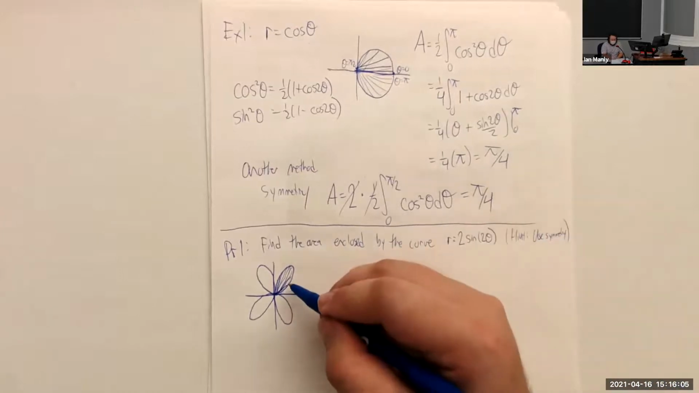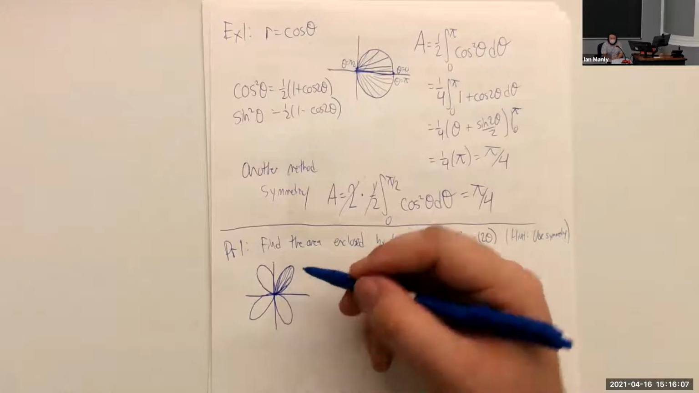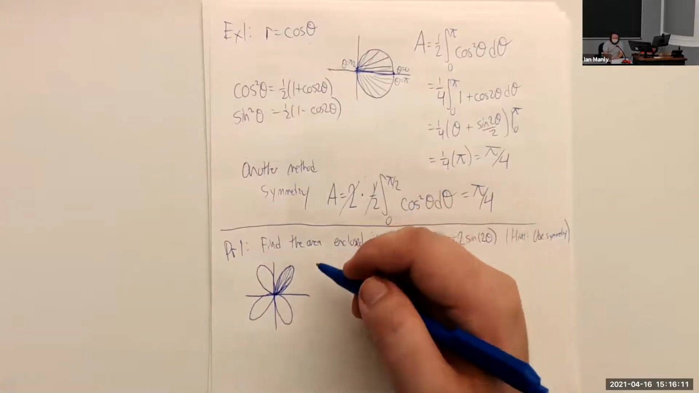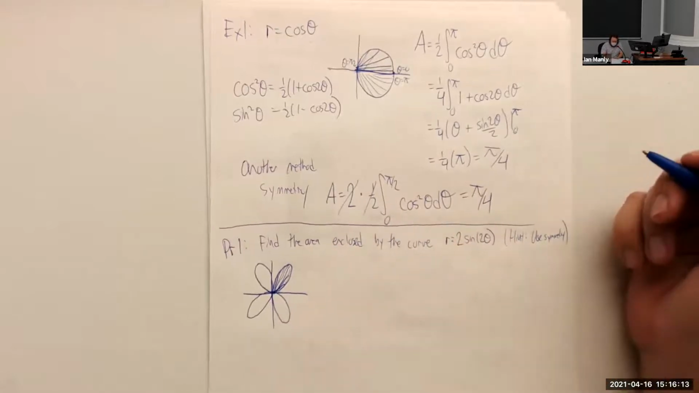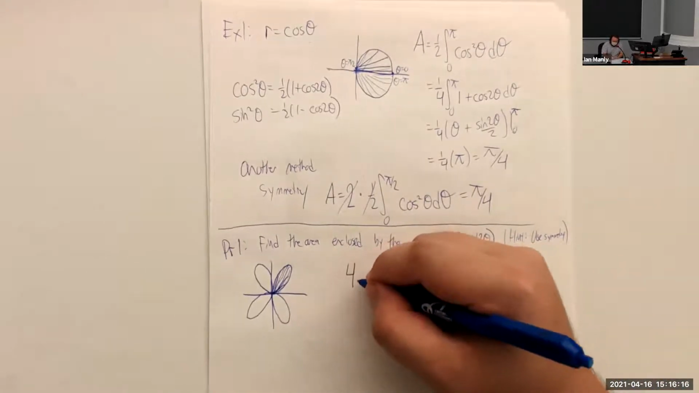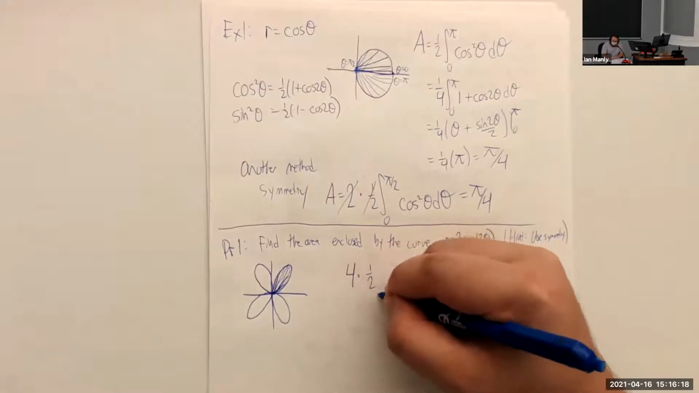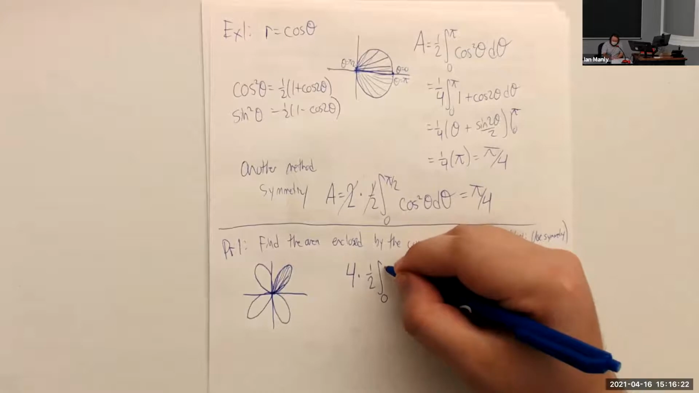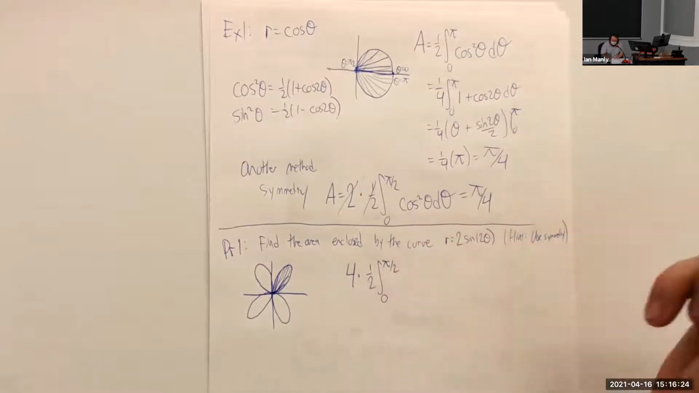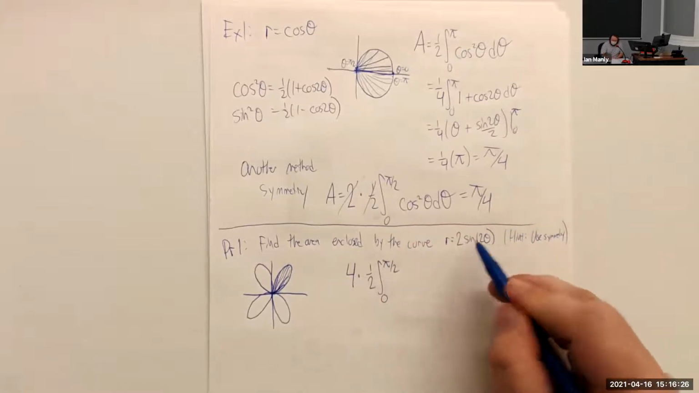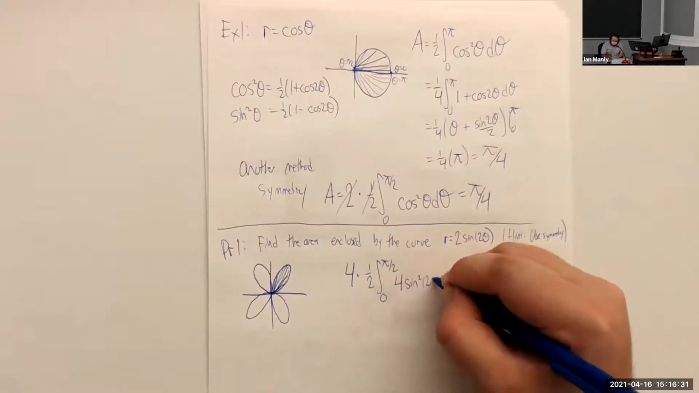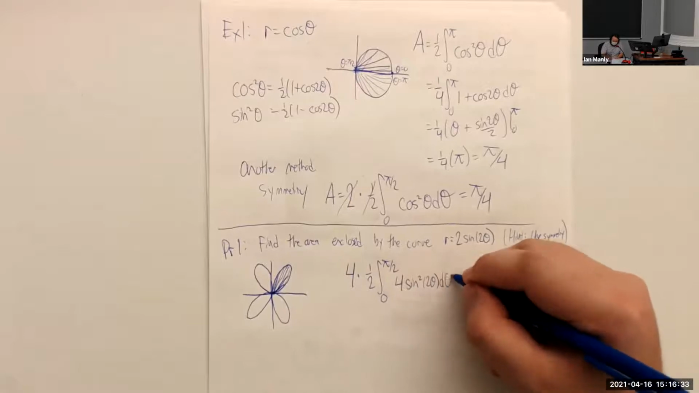Now, someone's asked me this before, could we find the area of a half petal and multiply that by 8? And the answer is, yeah, you could do that if you want to. It's kind of an interesting way of doing it, but I'm just going to do a full petal. All right, so there are 4 of them. And then the area formula is 4 times 1/2, the angles go from 0 to pi over 2, and then we can't forget to square this. So it's 4 sine squared of 2 theta d theta here.